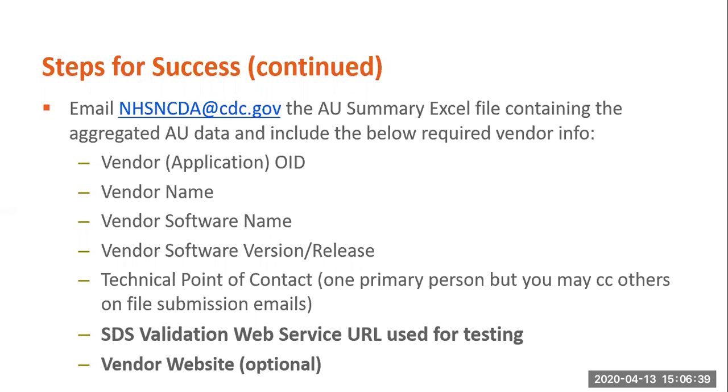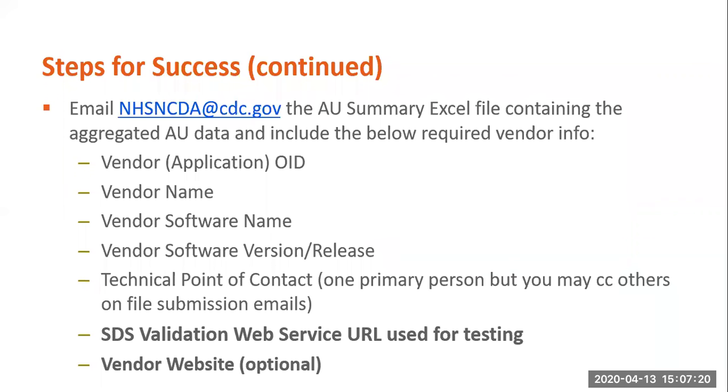Sorry, I lost my, let me start over. Once you're ready to send us the file, please do, and we can confirm validation. So in addition to the Excel file and part of the vendor registration process, please also include the following additional information: vendor OID, vendor name, vendor software version, at least one technical point of contact, the SDS validation web service URL that you use for testing that I just discussed on the previous slide, so this is new, and vendor website, which we've recently added.